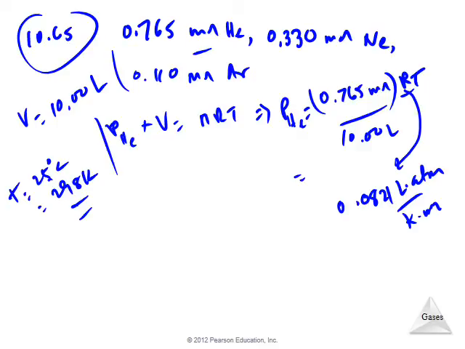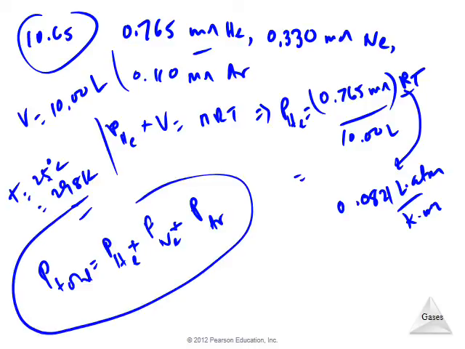In the same way, you can calculate partial pressure for neon, partial pressure for argon. When you add up all the partial pressures, you get the total pressure. So let me write down here just the expression. Total pressure is given by partial pressure due to helium plus partial pressure due to neon plus partial pressure due to argon. So all these individual partial pressures will be added together and you're going to get total pressure.